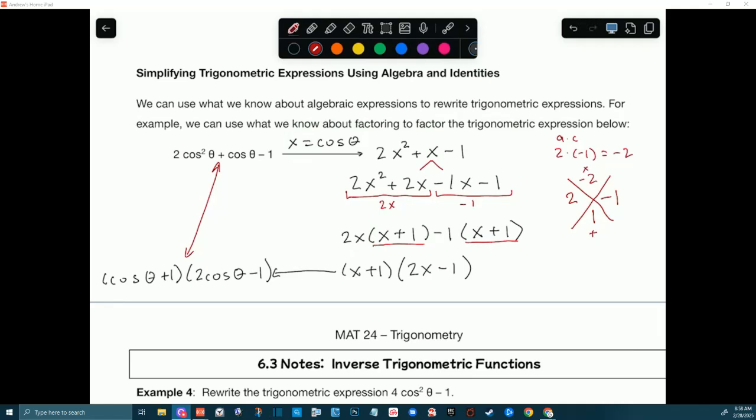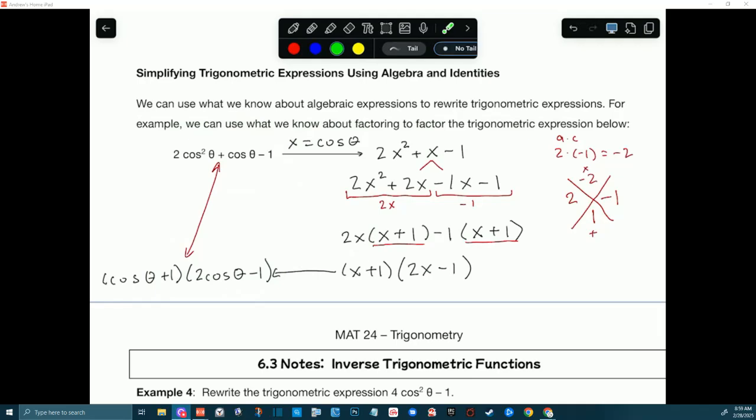In this instance, that would be helpful if I were trying to solve the equation 2 cosine squared theta plus cos theta minus 1 is equal to 0, if I wanted to find where those zeros or x-intercepts were. This form would be difficult. This form would be easier because I know when I have two things multiplied together, either the first thing being 0 or the second thing being 0 would make the whole expression 0. And those two binomials are easier to solve separately than this trinomial is all at once.